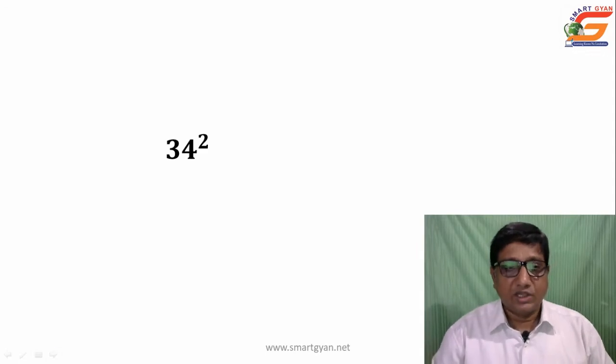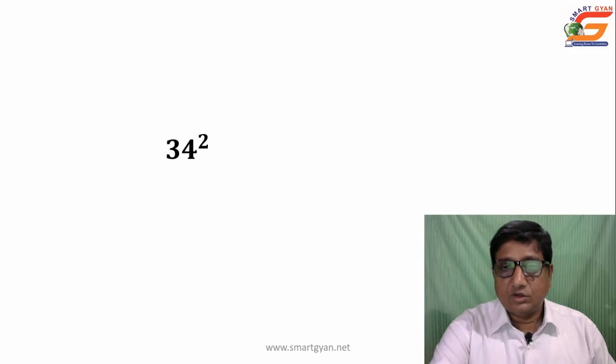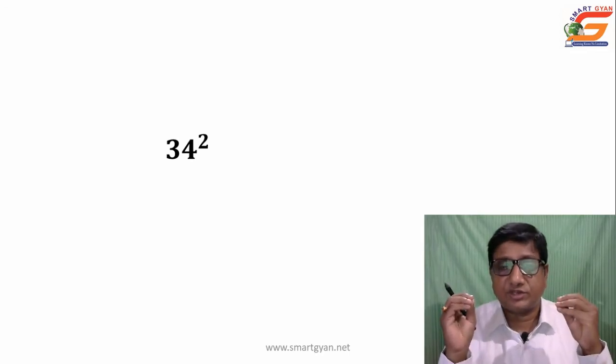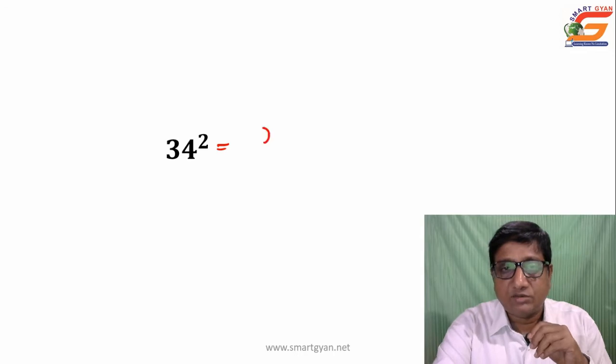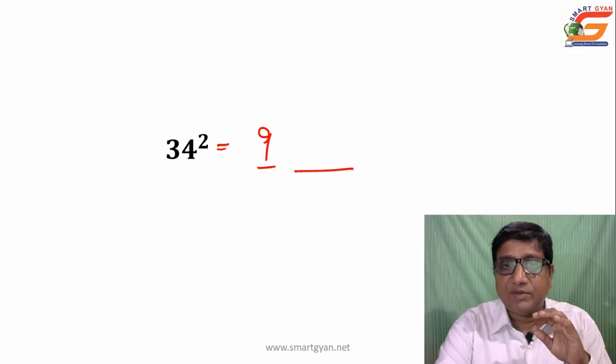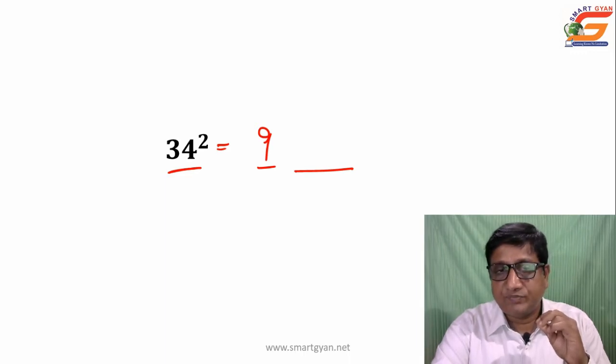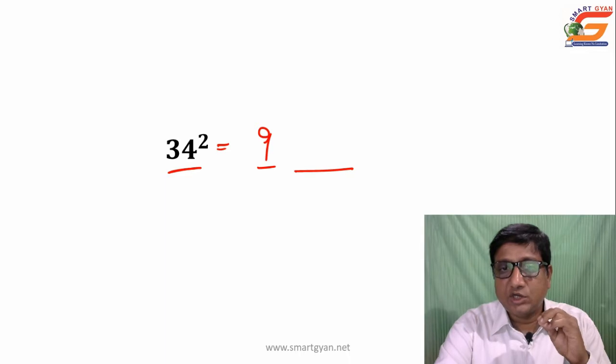Let us take a few more examples. 34 square. How to do this? Here we won't take step 1, step 2, we will come straight to how to apply it mentally. That is interesting. 34 minus 25 is 9. This is your left part. Then for the right part, we subtract 34 from 50. 50 minus 34 is 16, and 16 square is 256.